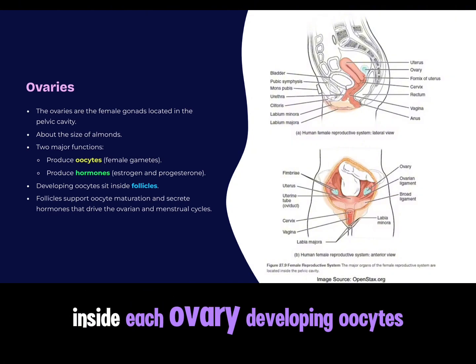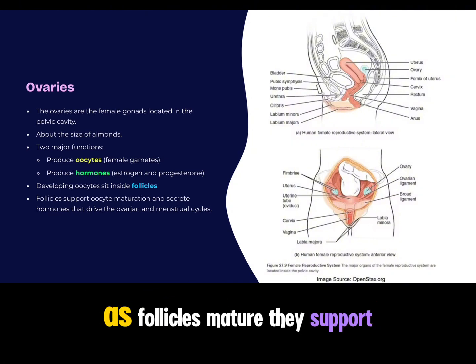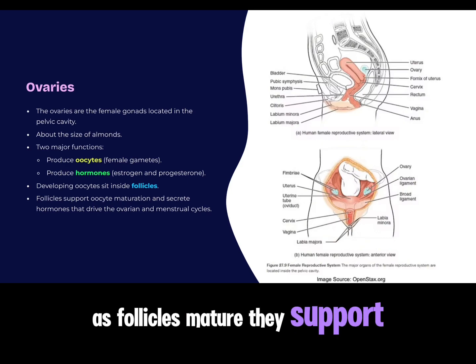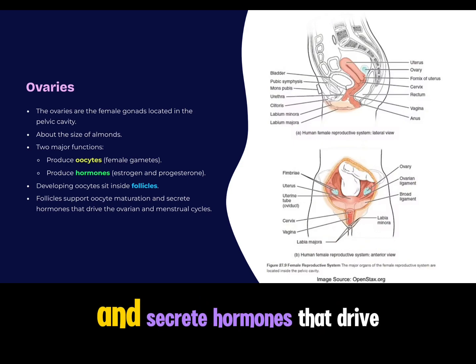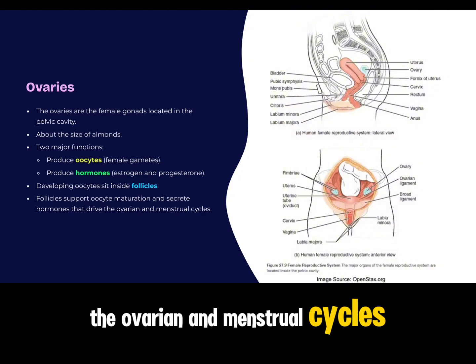Inside each ovary, developing oocytes are housed in follicles. As follicles mature, they support oocyte development and secrete hormones that drive the ovarian and menstrual cycles.